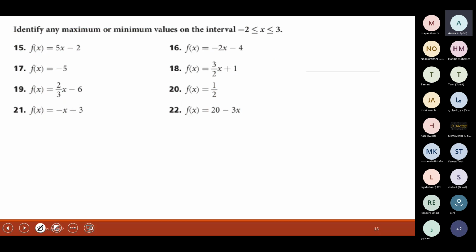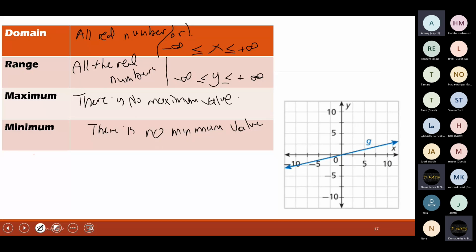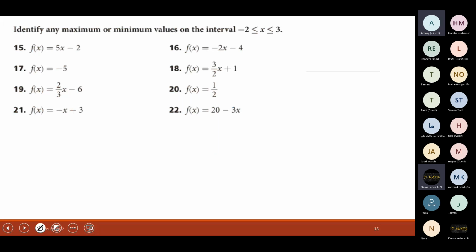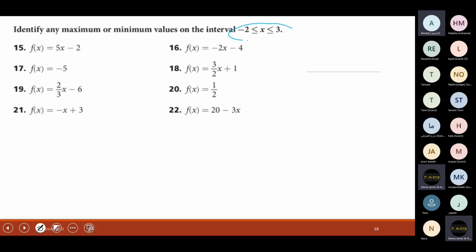Now, if you have an equation or a standard form for the function, we can determine the maximum or the minimum values. And if they are graphed, we can determine where the maximum and the minimum are. But here, you have a function, and they give me the domain: x is greater than or equal to -2 and less than or equal to 3. So the function starts at -2 and ends at 3.